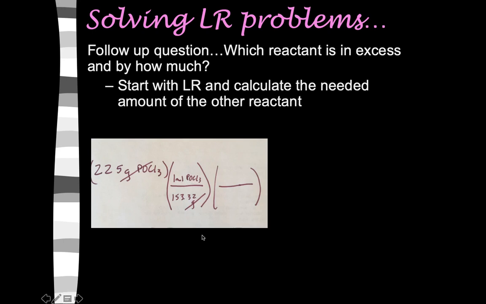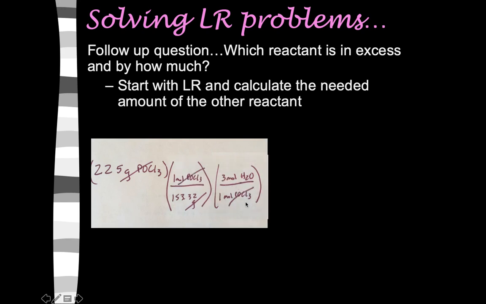There was 1 mole of POCl3 for every 3 moles of water. This is the switchover step. It comes from the balanced equation. And again, why am I going to water? Because I'm answering this question: which reactant is in excess and by how much? Which means I need to know how much water I am really using in this LR problem.